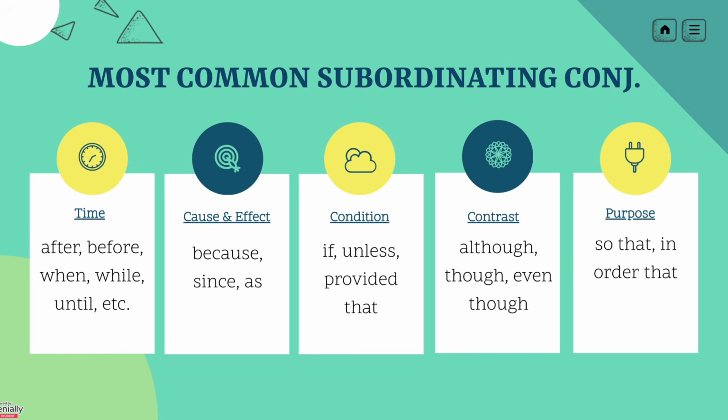Then we have contrast, like although, though, even though. Although he's young, he is very wise. Even though I was nervous, I gave the speech. These show differences or surprises. And finally, we have purpose. For example, so that, in order that. I helped her with her homework so that she could finish earlier. Or the teacher explained the instructions twice in order that all students would understand the task. These show the reason or goal behind an action.